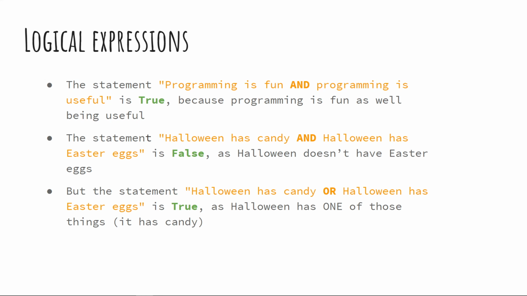And then the last statement, Halloween has candy or Halloween has Easter eggs, is true, because Halloween does have one of those. And again, I'm going to note that computers think about or a little bit differently, because when we do or statements, computers have to answer pretty much yes or no. So we say Halloween has candy or Halloween has Easter eggs. The computer says that's true. And if you said Halloween has candy or Halloween has pumpkins, as an example, that would also be true because at least one of those was true. But people would consider it more like one or the other. Computers think about both is also true for or.